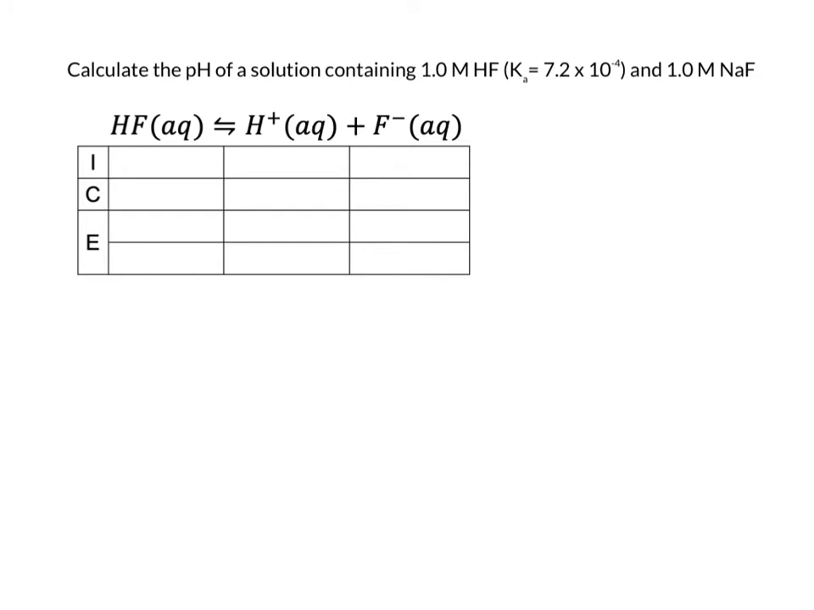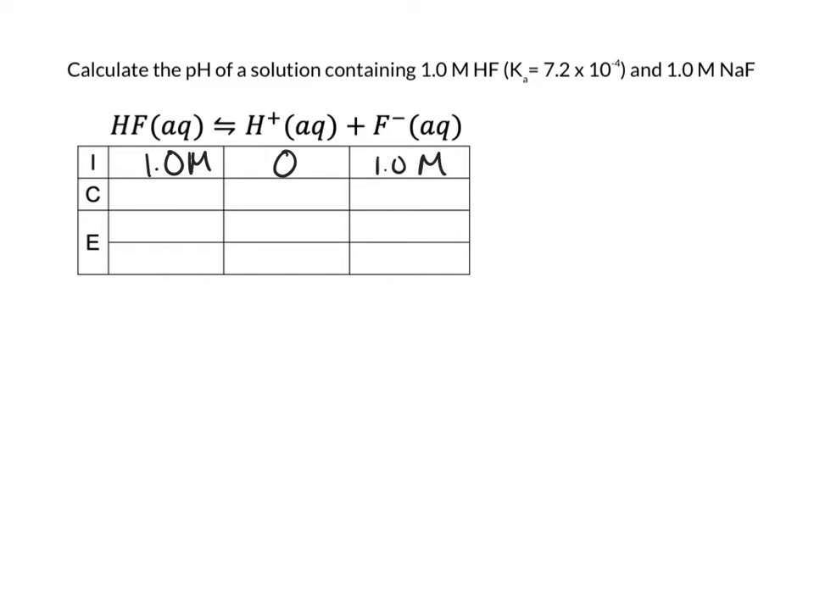Okay, so here's what a problem like this might look like. We're going to calculate the pH of a solution containing 1 molar HF, and that gives me the Ka, and 1 molar NaF. So for my initial conditions, for my HF, I know that I have 1 molar here. I will have none of the original H+, but for the F-, I'm going to have 1 molar from the NaF. So here I also have 1 molar.